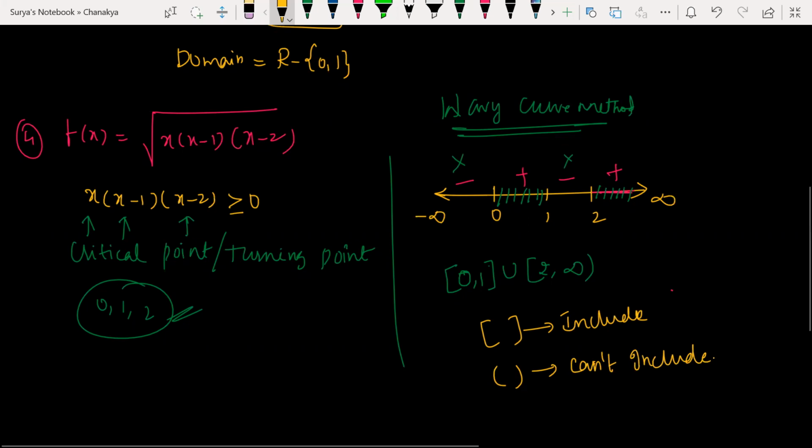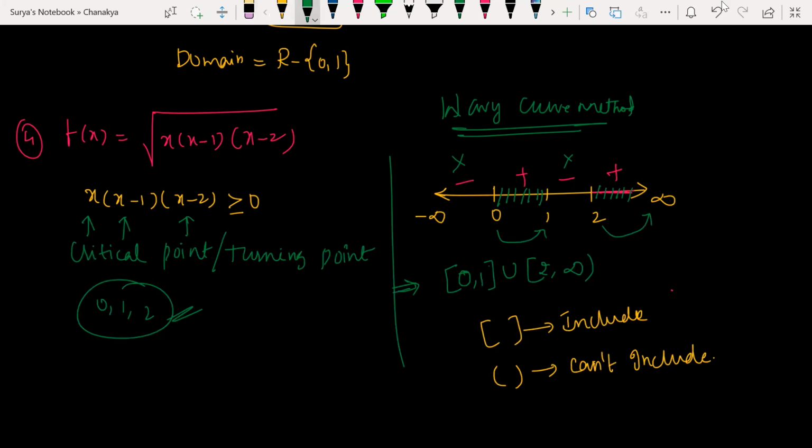Okay, so look at this here. I need only these two regions, the 0 to 1 region and the 2 to infinity region. Sir, you wrote close bracket everywhere and for infinity you wrote open bracket. Why? Let me explain. Guys, remember one thing here.